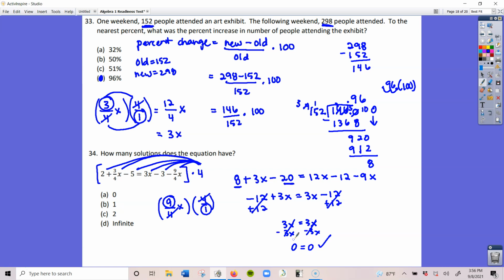If you ever end up where the variables cancel out and you're left with what's called a true statement, like 0 equals 0, or 5 equals 5, or 1 equals 1, these are all true, that means that there are infinite solutions. However, if you're solving an equation where the variables cancel and you're left with a false statement, like 4 equals 1, 4 does not equal 1. This is a false statement. This would mean that there is no solution.